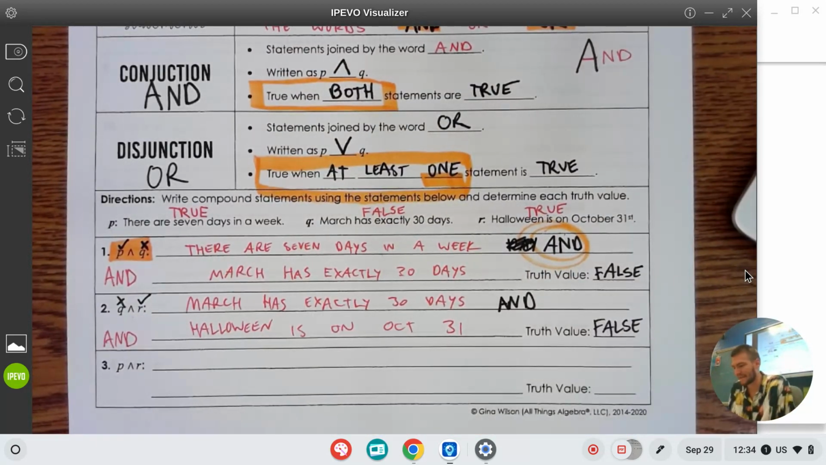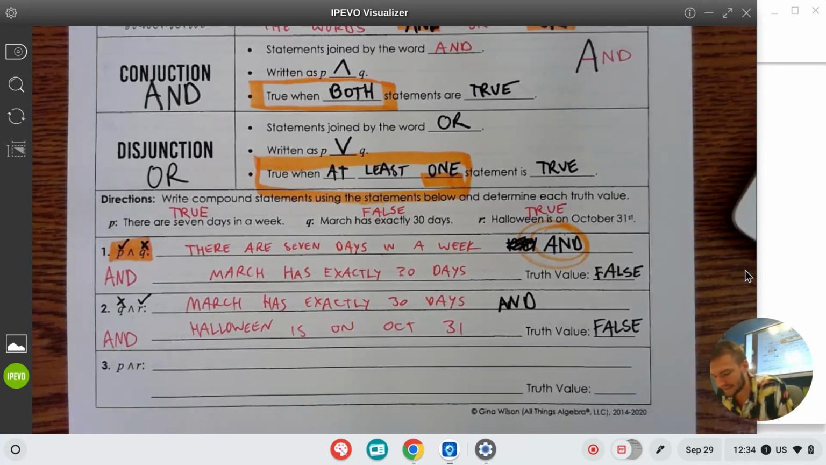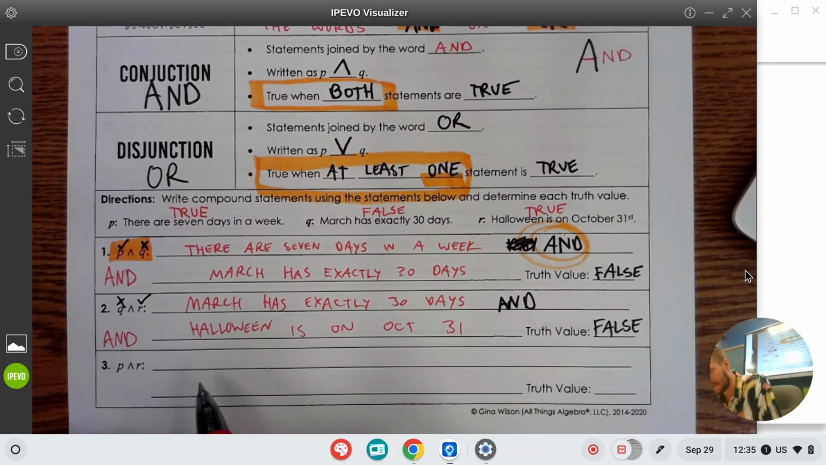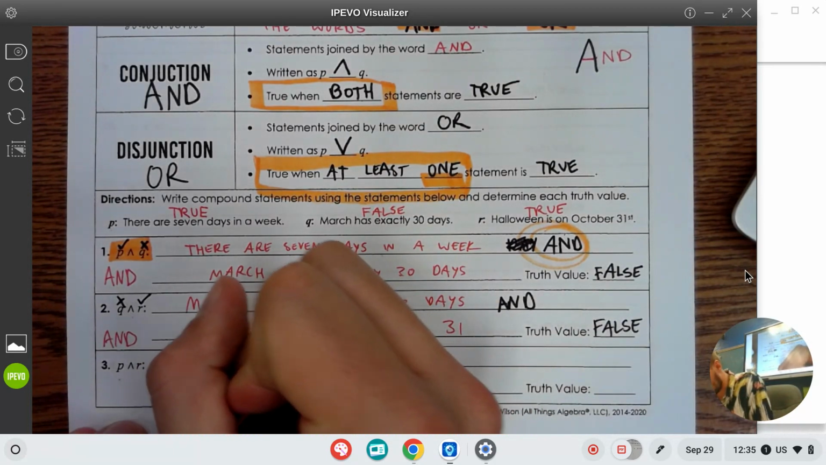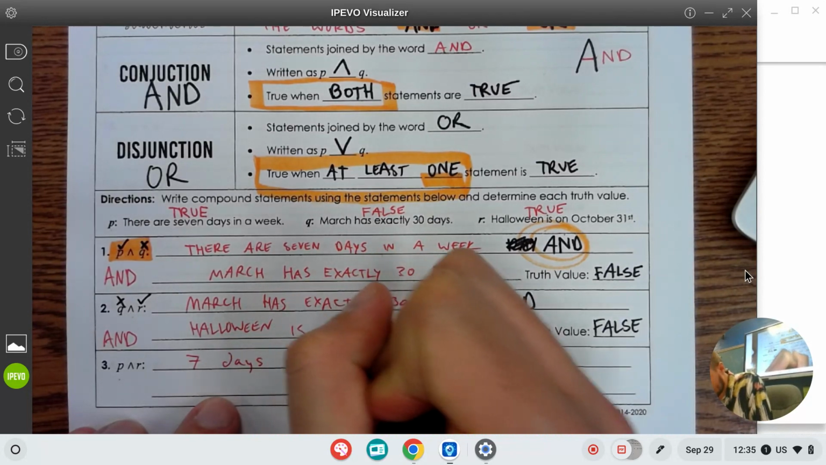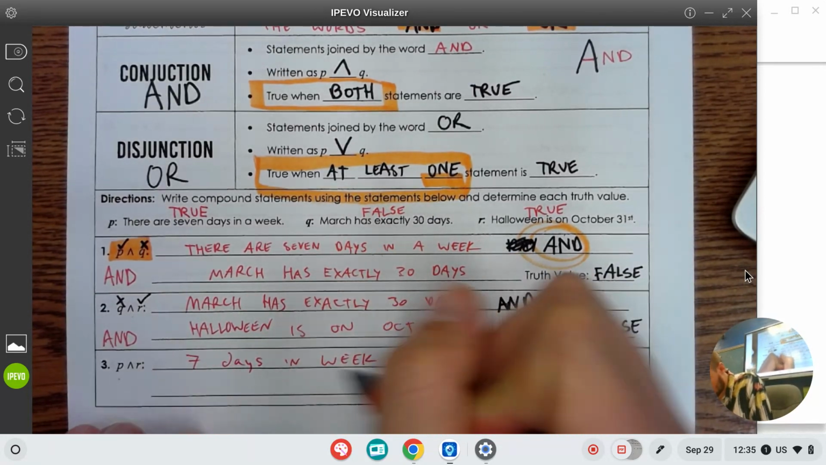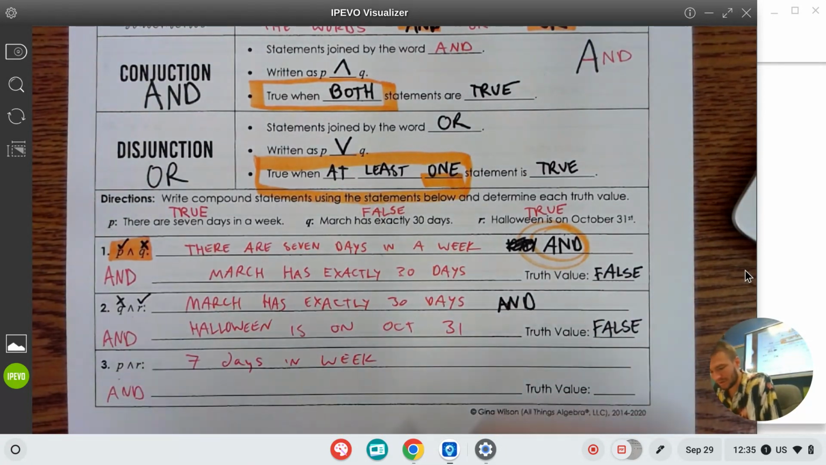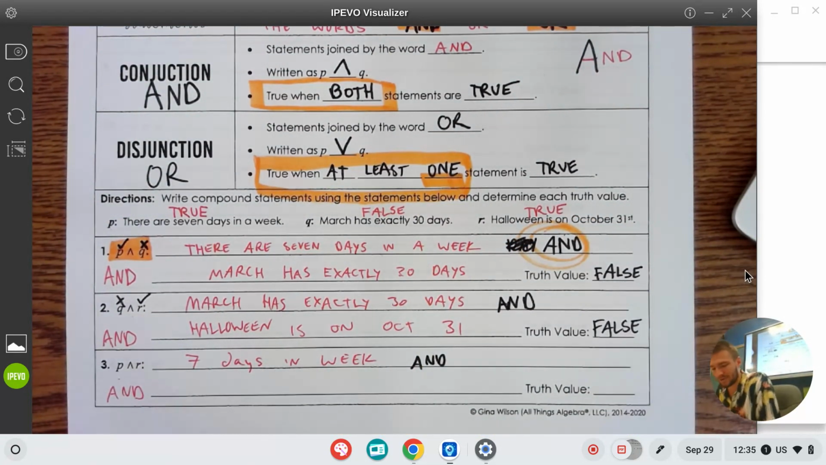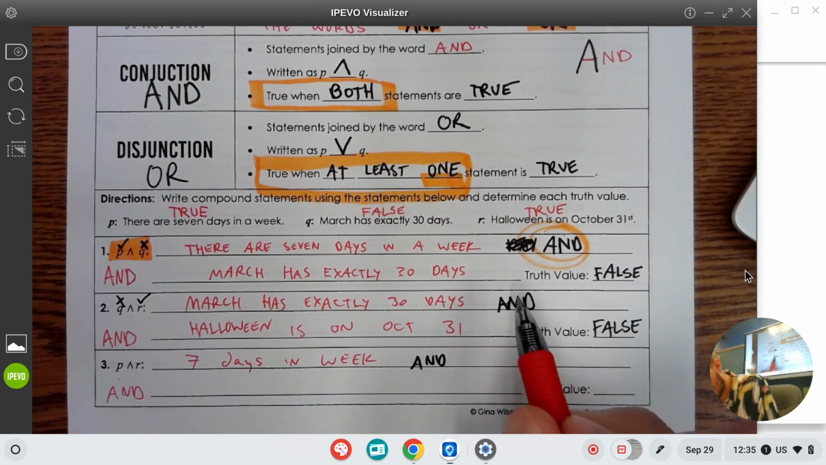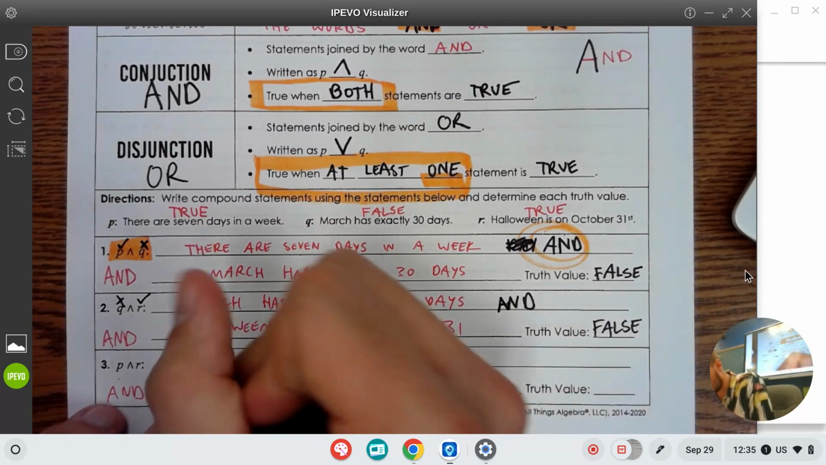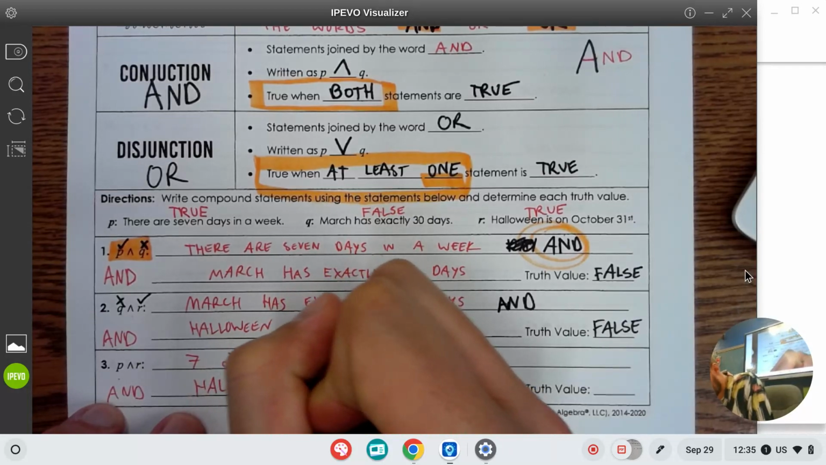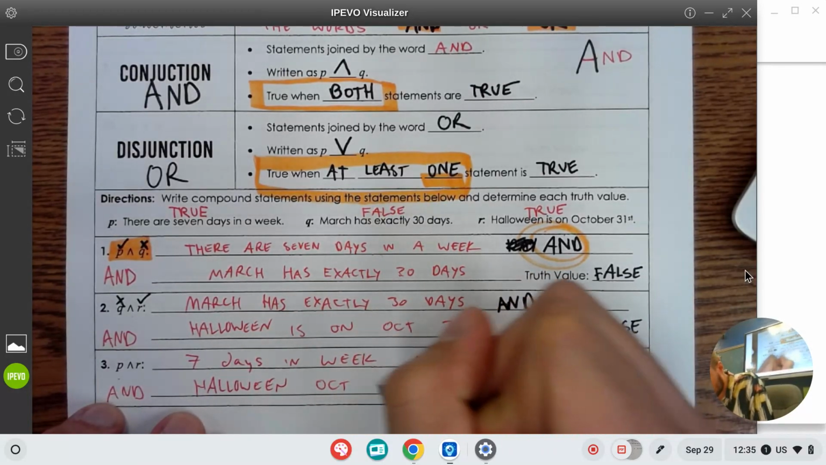All right, we have one left, and I'm sure you're thinking at this point, I'm kind of sick of writing. We already talked about P and Q and R. We're going to go super fast here. We're almost halfway done with these questions. So, P, 7 days in a week. We have another and symbol. So we have an and statement which requires them both to be true. We also have R, which says Halloween is on October 31st.